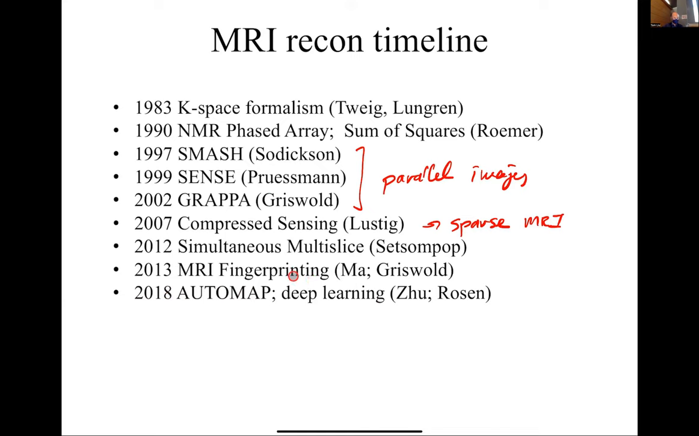Okay. So this is where we are today. We're just going to give you an overview of how we got there, so you have a sense of what some of the issues are.